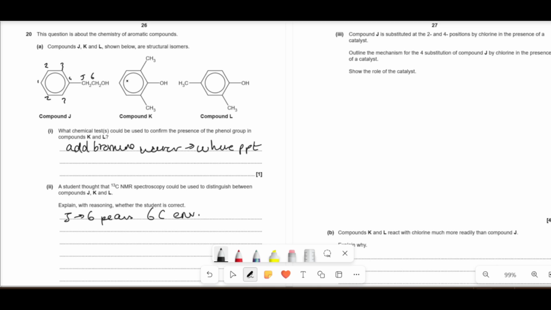I'm going to write that for short. Then we have 1, these are the same, 2, 3, 3, 4, 5, 5. So then K has 5 for the same reasons. So we've got 1 here, we've got 2 there, we've got 3 here, that's not the same as that. So 4, 5, 6, 7, 8. So L has 8 peaks because it has 8 environments.